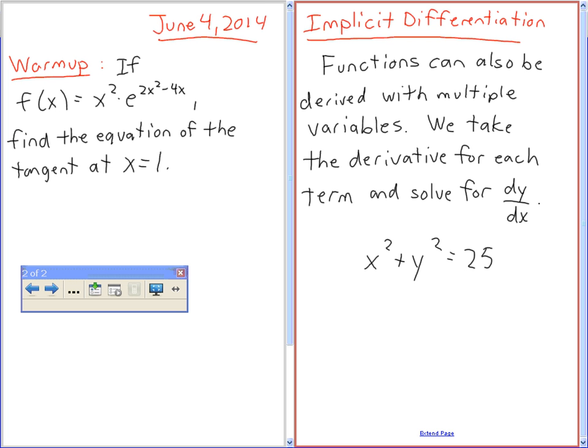Why can I not just easily isolate for y in that equation? We have that as an equation for a circle. That's what it looks like. Well, the problem is, let's say I isolate for y in that equation. What's y going to equal? Yeah, 25 minus x squared. So y squared is equal to 25 minus x squared, which is true. What is y equal then?